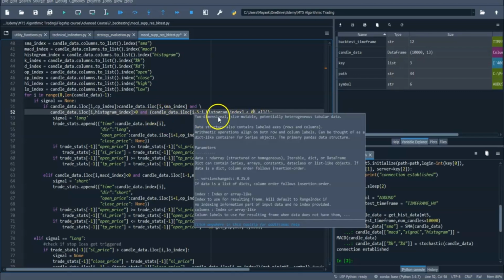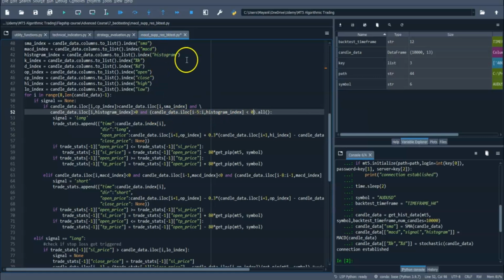So we have discussed this. Then we were implementing the MACD support resistance backtesting. I hope you understand what I just did. In this condition, I am checking the previous 5 candles to ensure that the histogram index for all those candles were negative. So if all the previous 5 candles' histograms were negative and the current one is positive, then that's another condition satisfied.